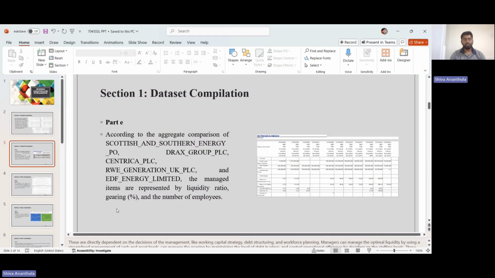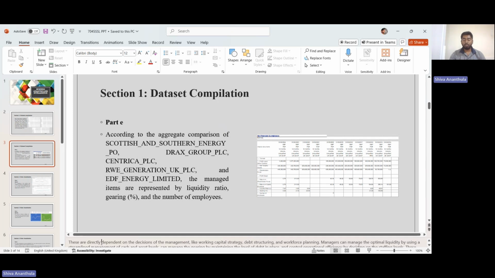Moving on to the next slide. Part E. According to the aggregate comparison of Scottish and Southern Energy, Drax Group, Centrica, RWE Generation, and EDF Energy Limited, the managed items are represented by liquidity ratio, gearing, and the number of employees. These directly depend on the decisions of the management, like working capital strategy, debt structuring, and workforce planning.